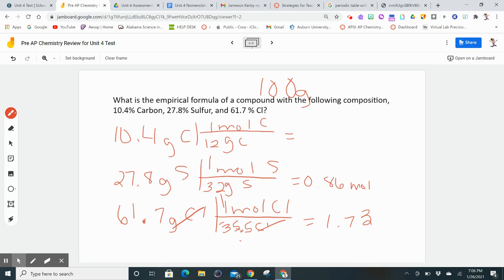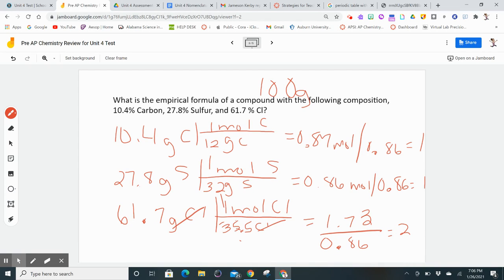And 10.4 divided by 12 is again 0.87. So what I'm going to do is divide all of these by the smallest number, which is 0.86. So that's going to give me 1. This is going to give me 1. And 1.73 divided by 0.86 is 2.